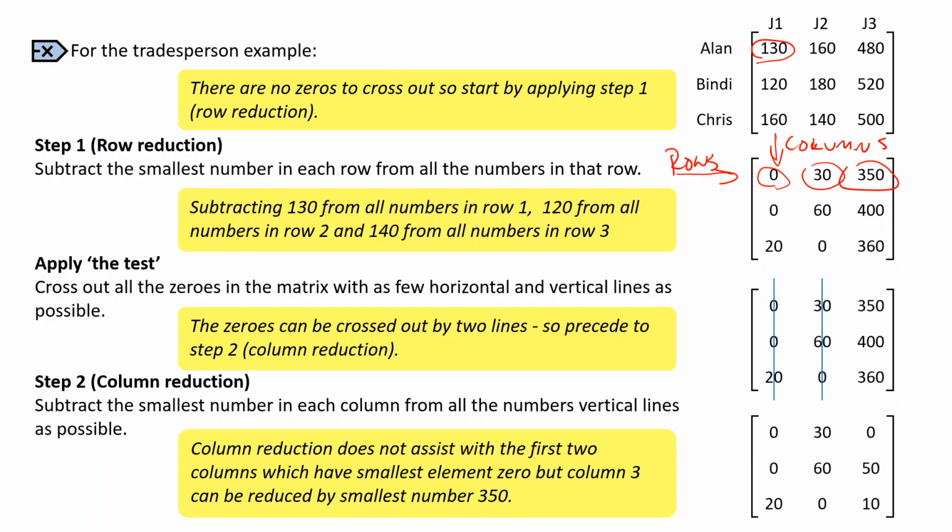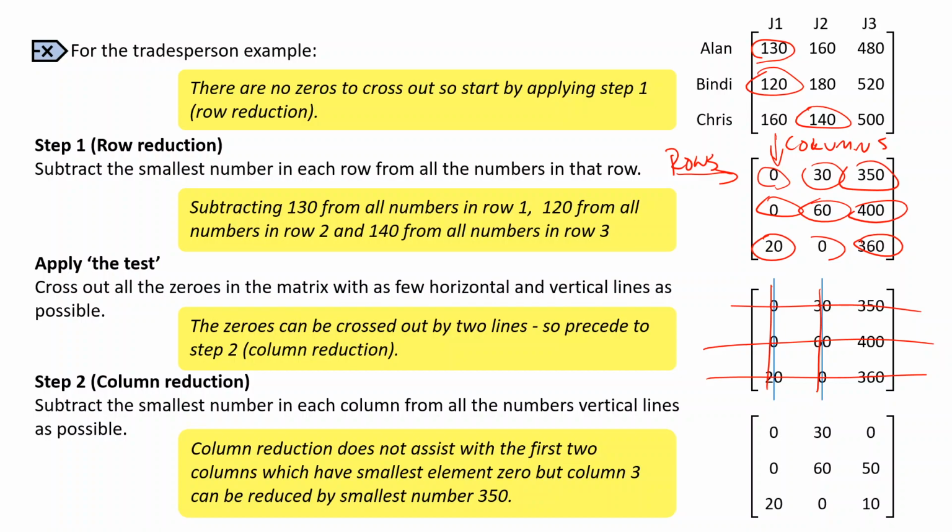You do the same thing in the second row: you subtract 120 from each number, and you get 0, 60, and 400. In the final one, subtract 140 from each, so you get 0, 20, and 360. Then you have to apply the test, crossing out the zeros with as few lines as possible. We can do that like that. You might want to say we can actually cross them out with 3 lines and the test is done, but obviously 2 is the minimum.